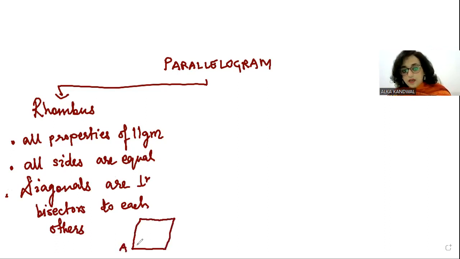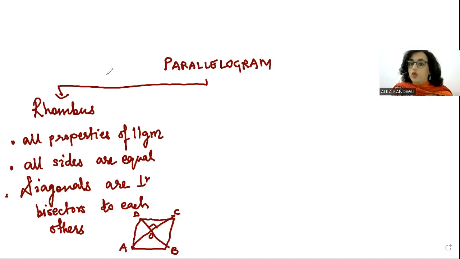So we are having a rhombus, जैसे कि ABCD. Okay, ABCD and in this all the sides will be equal. और देखिए ये है हमारा डायगोनल्स, they are perpendicular bisectors to each other. OA is equal to OC, OD is equal to OB and angle DOC, that is 90 degree, because they are perpendicular bisectors to each other. So that is about rhombus.